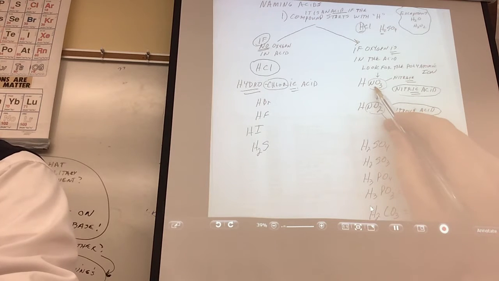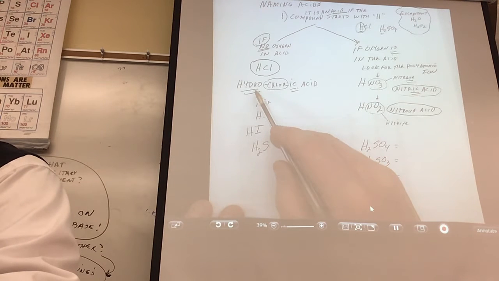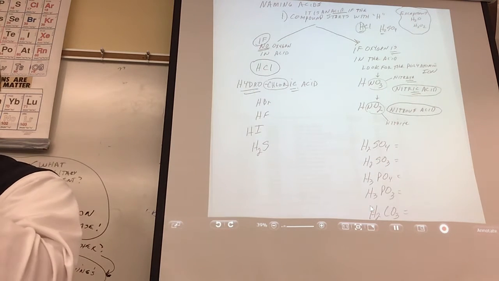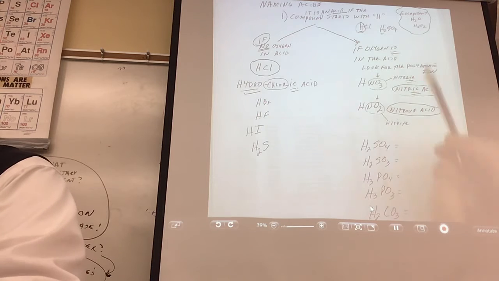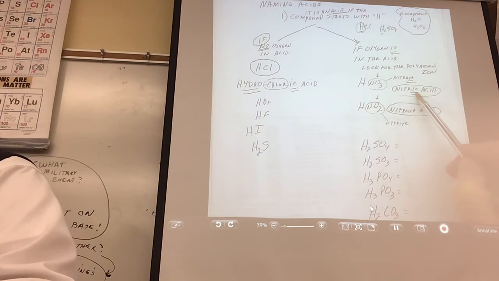Do you know the name of that? If you know that's nitrate, see that? He becomes a plain old nitric. No, I only use hydro when you don't have oxygen. If you have oxygen, I don't use hydro. Get it? So if you have the famous nitrate in you, you can become the famous nitric acid.